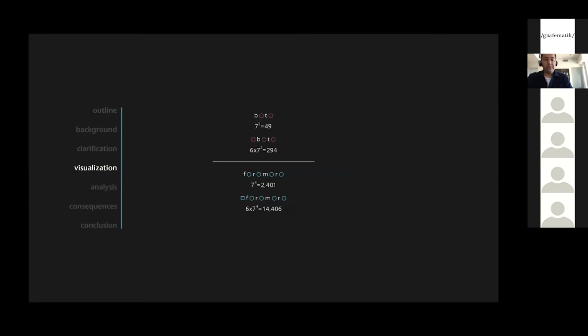I'm repeating the same procedure for the word former. The remaining consonants of the word are F, R, M, and R. The number of possible word combinations is 7 to the power of 4, a total of 2,401. It gives us 4 meaningful compositions.